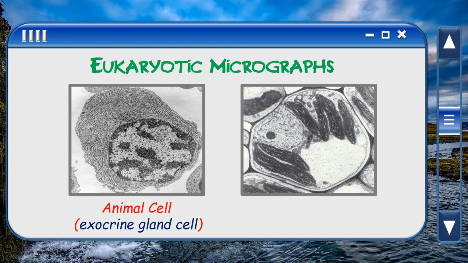So here is an example of an exocrine gland. It is an example of an exocrine gland. And this one is an example of a palisade mesophyll cell, which is a plant cell.